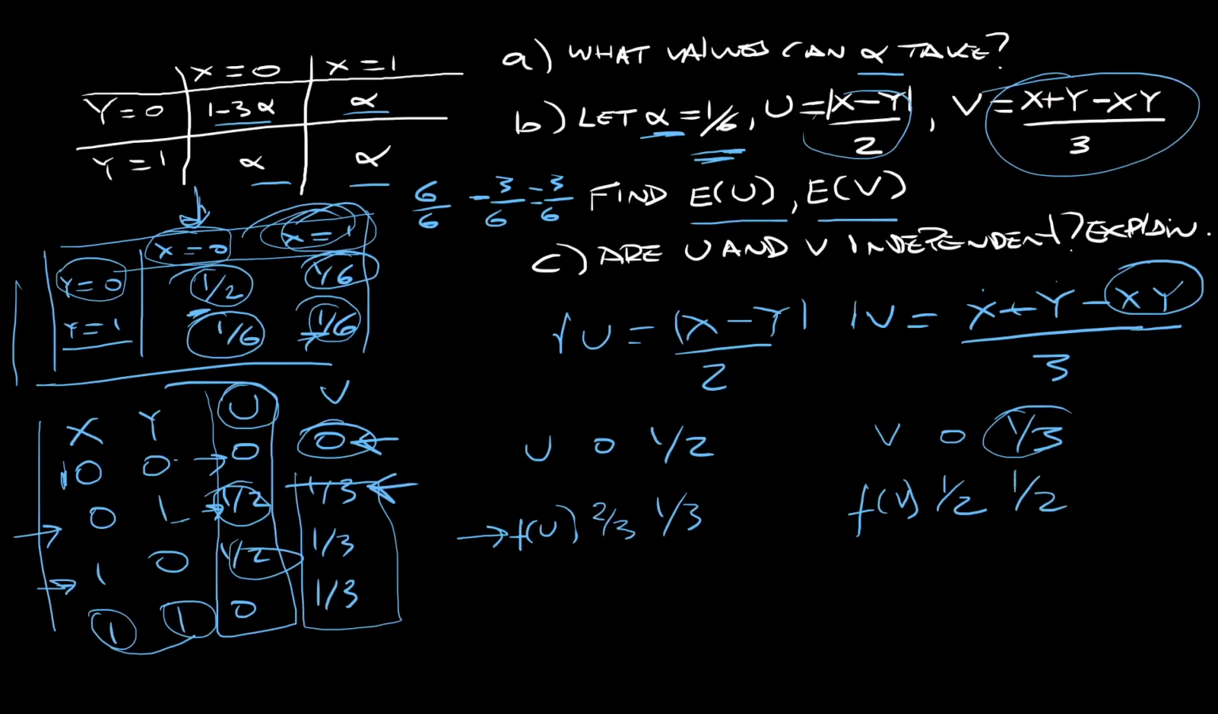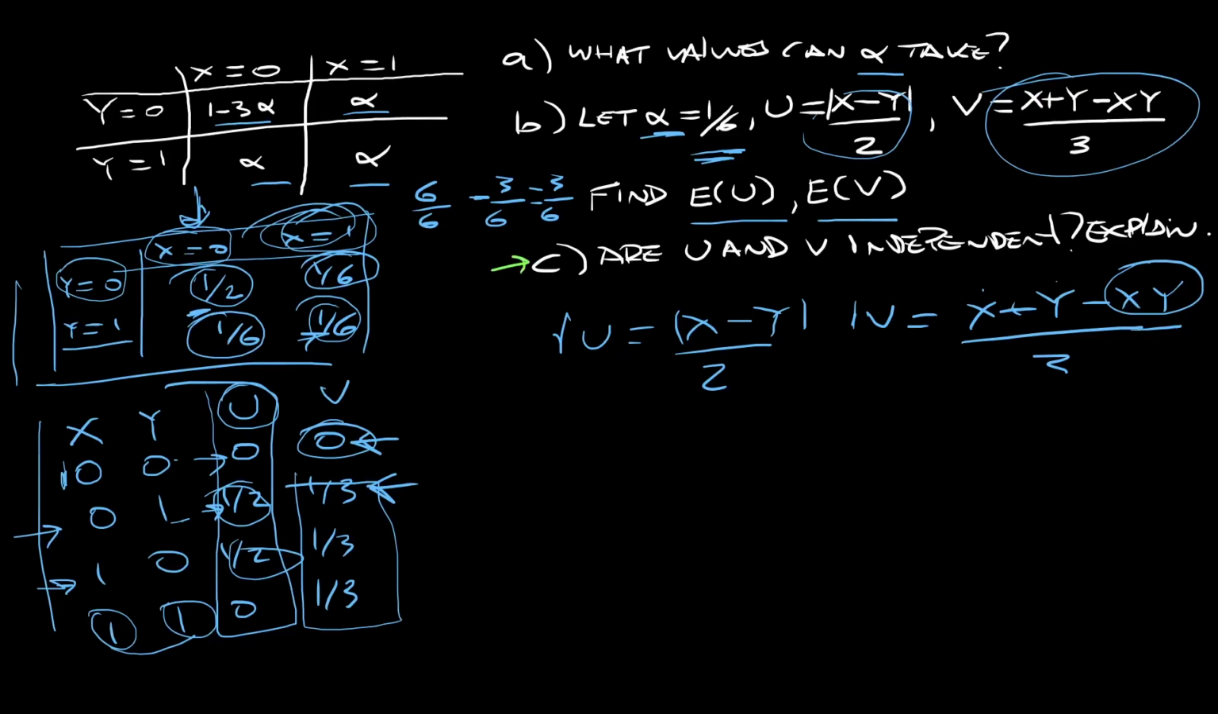So the expected value, as you remember, it's this one times this one plus this one times this one. So the expected value of u is equal to 0, because 0 times something is 0, plus 1/2 times 1/6. So it's 1/6. This is the expected value of u. And the expected value of v, same thing, so 0 times 1/2 is 0, plus 1/3 times 1/2. So in the specific case, it's 1/6.